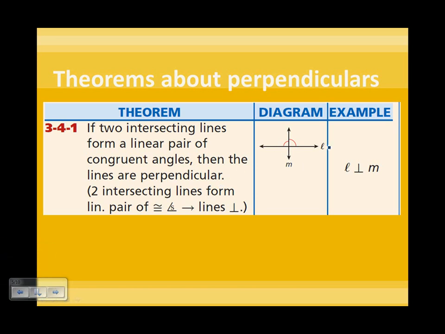Two intersecting lines form a linear pair of congruent angles. Then that means that the two lines are perpendicular. There's a shorthand way of writing it, and that is right here. Two intersecting lines form a linear pair of congruent angles, then it's safe to imply that the lines are perpendicular. So that's one of the theorems.